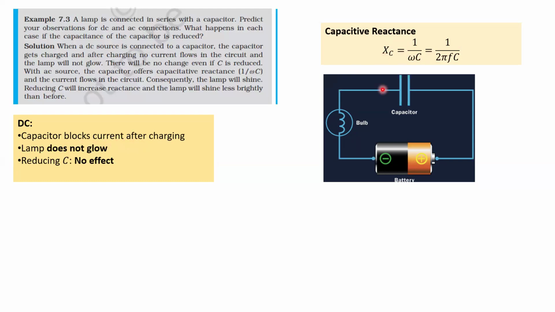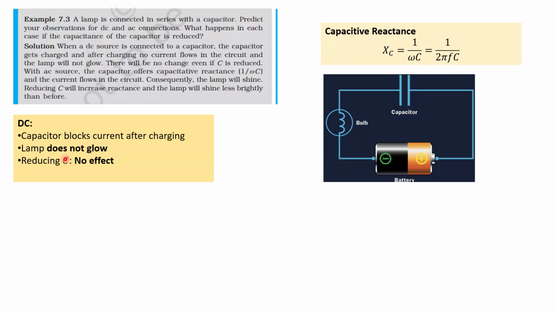Now, come to this formula. Very easily you can remember here. See, for direct current, what's the frequency? 0, right? So, substitute f as 0. 1 by 0 becomes infinity. What do you mean by infinity? Xc is equal to infinity. Xc value is infinity. Means capacitor gives infinite opposition for the direct current.